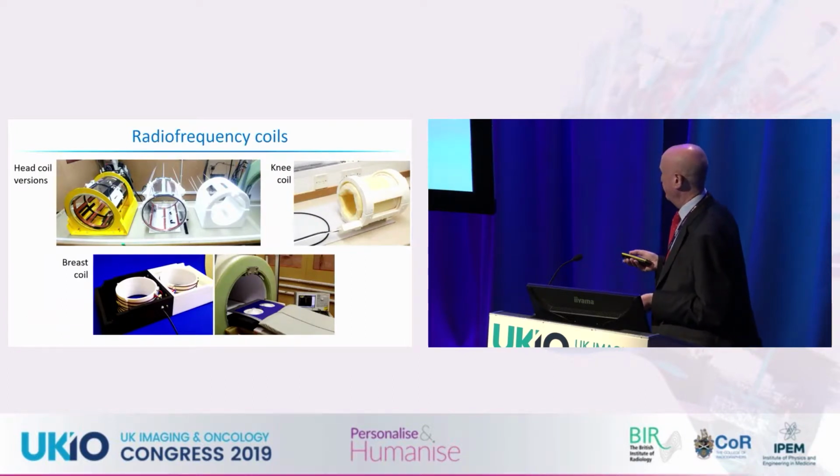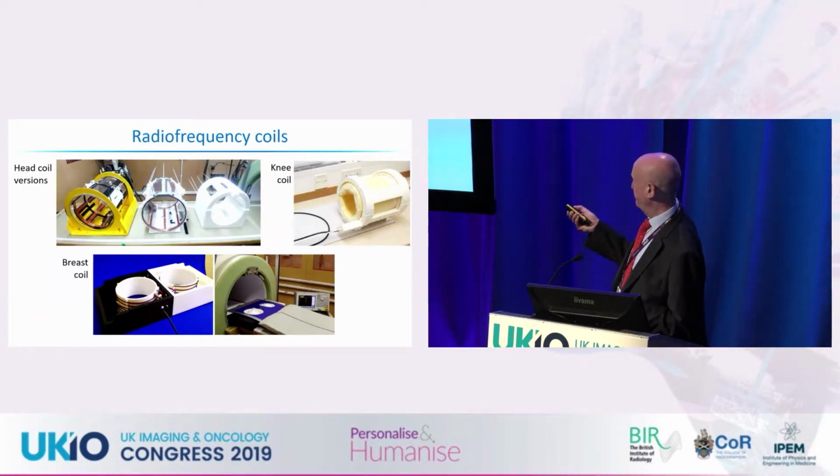We build all our RF coils ourselves, so there's 3 versions of the head coil. We now use 3D printed formers for all our RF coils. There's an openable hinged knee coil. There's a breast coil with its covers removed, and there's the breast coil in place with some test objects in it prior to scanning.